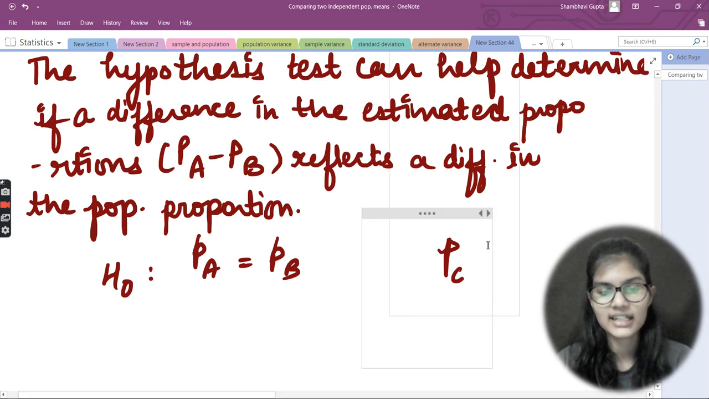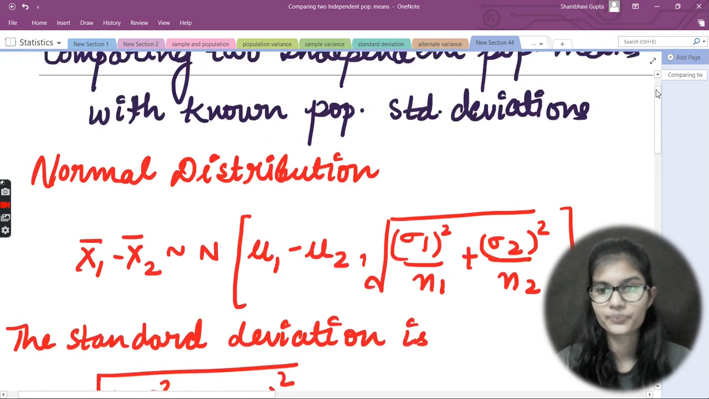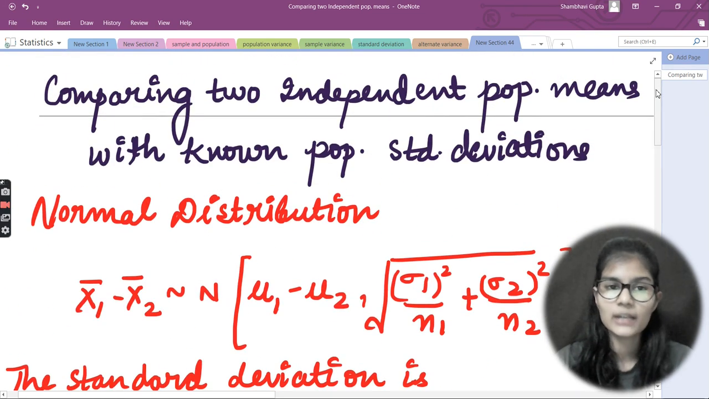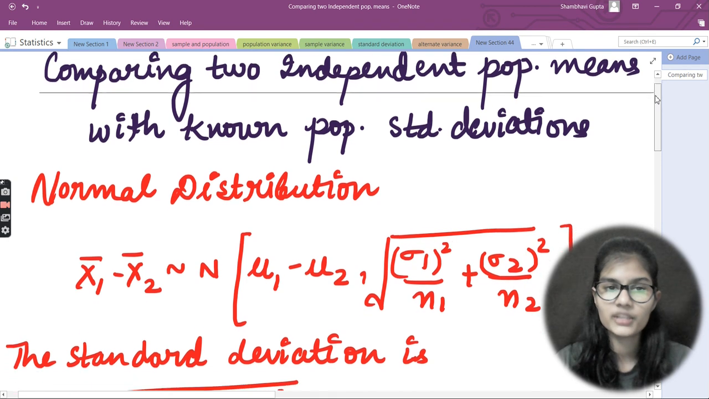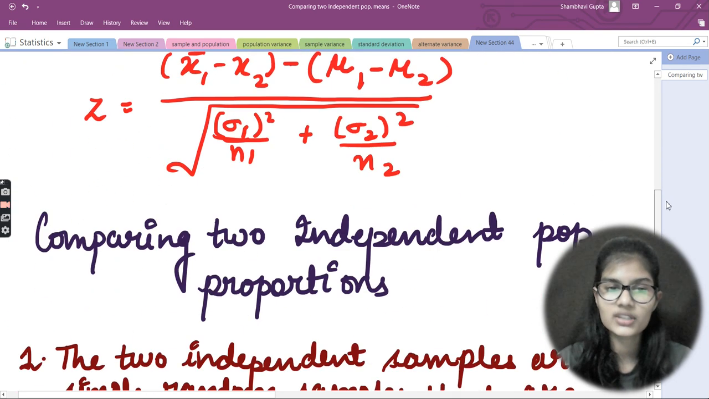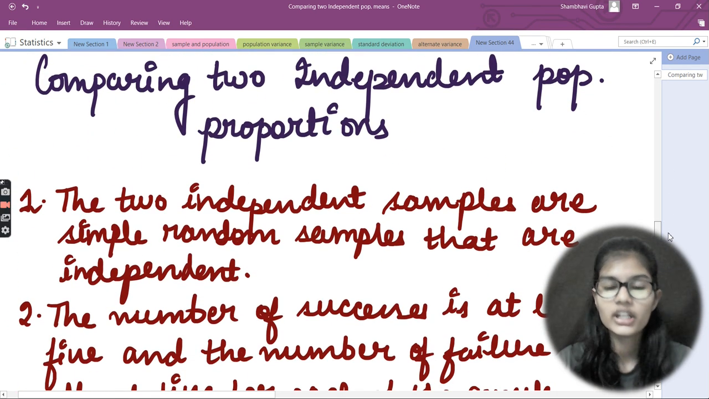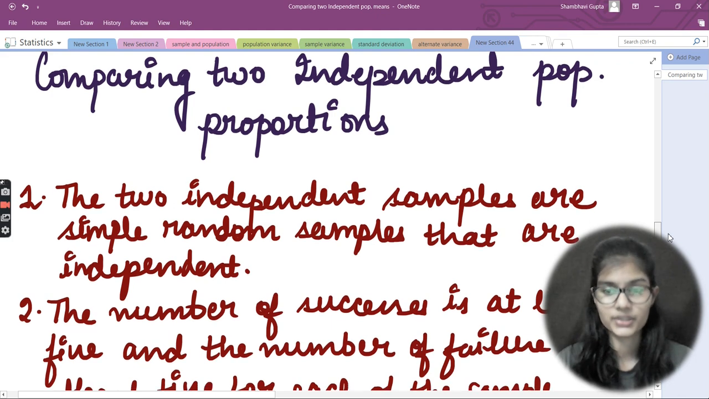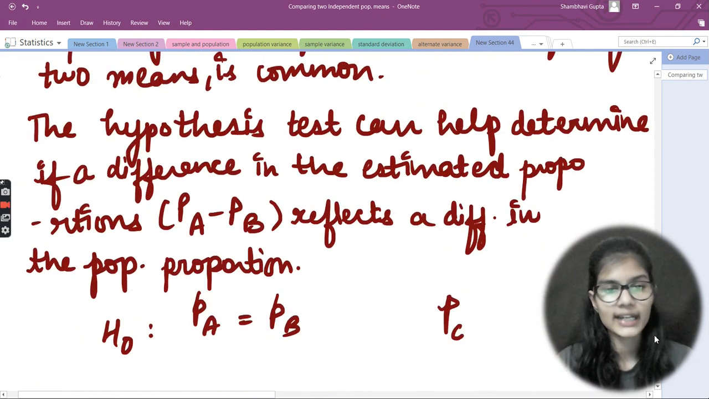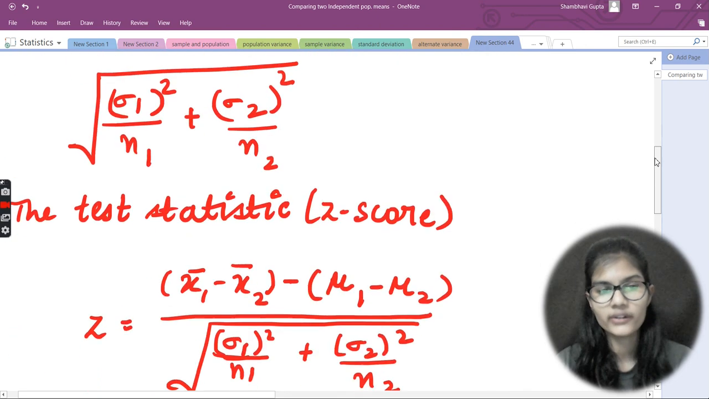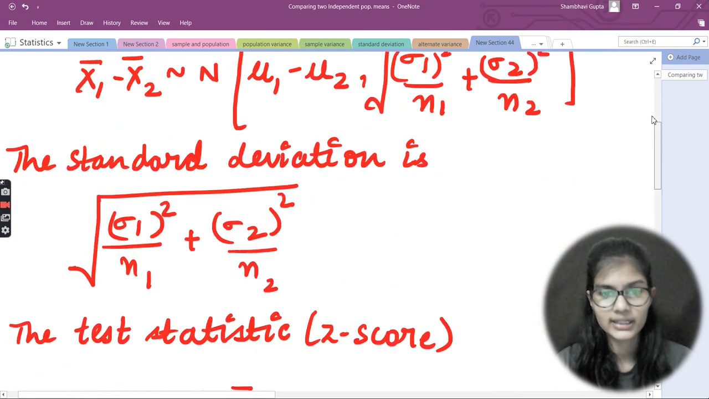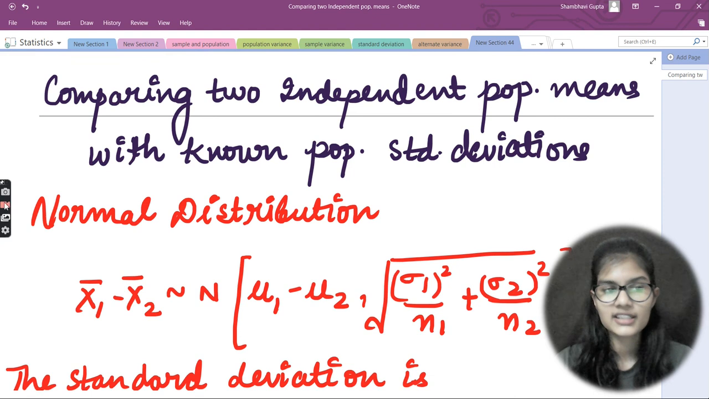Now there are several formulas as well for this, but we are not going to discuss them right here. We'll be discussing them in the next video. So we saw the comparison between two independent population means with known population standard deviations, and also the comparison of two independent population proportions. Hope you got the idea regarding the formulas and the theoretical things I mentioned. So this is all for this video. Till then, thank you and take care.